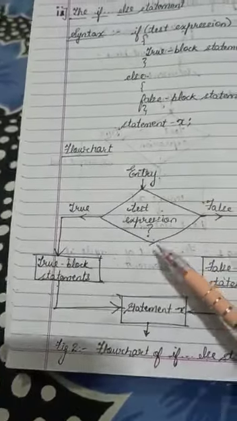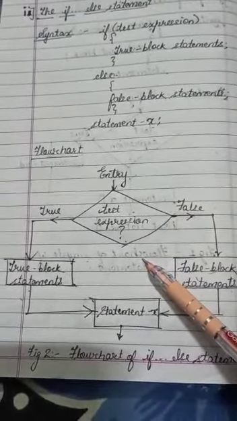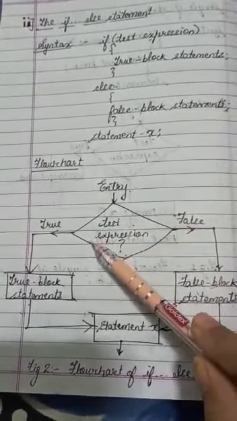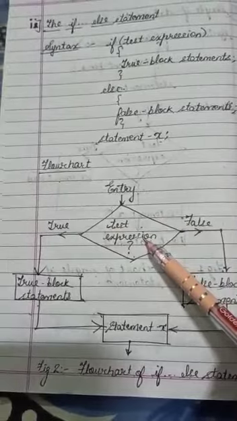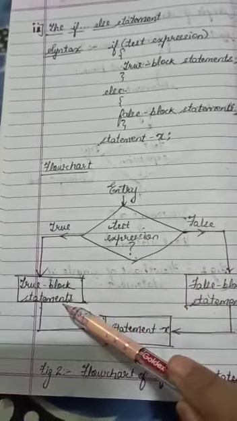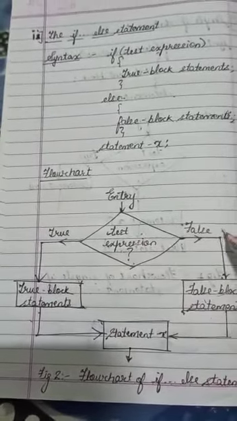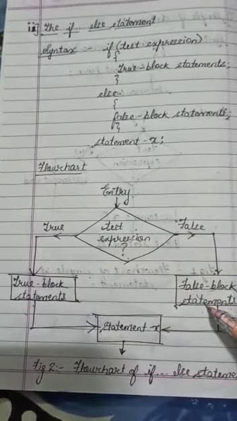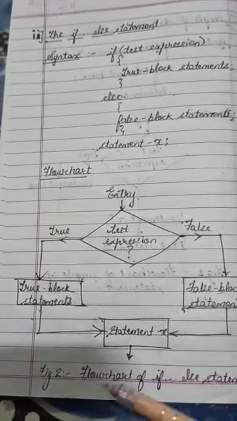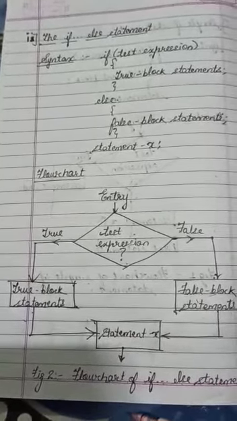The flowchart for the if-else statement is as shown over here. At the entry point, we check the condition. If the condition is true, then the true block will be executed, and if the condition is false, then the false block statement will be executed. After this, the statement X will be executed and the next statement will continue.